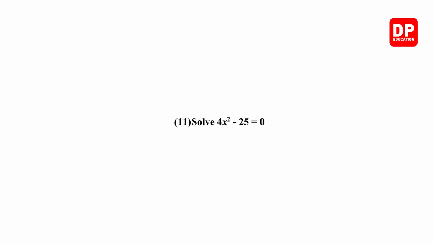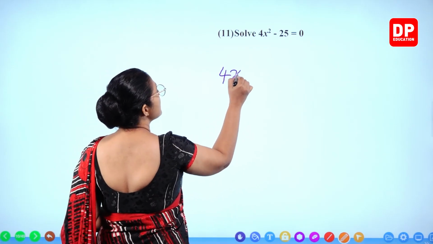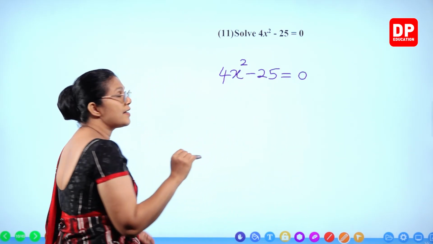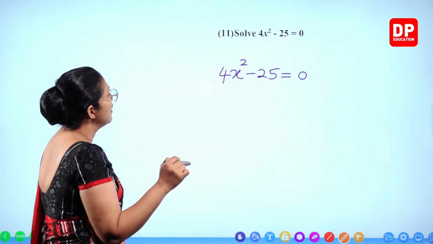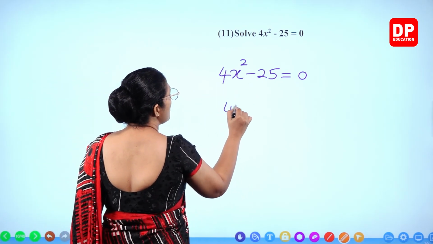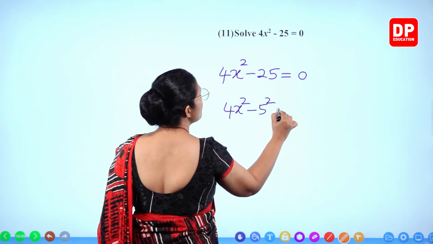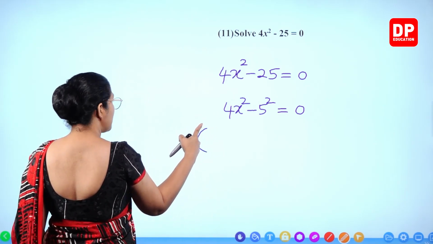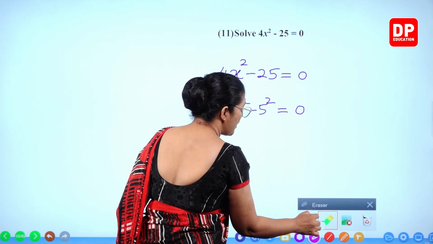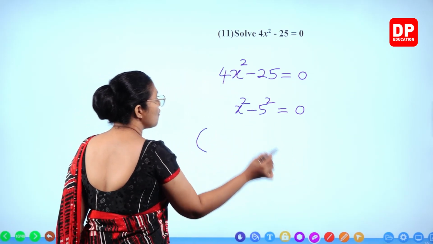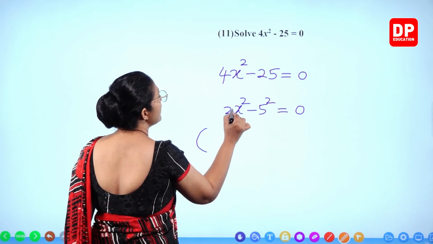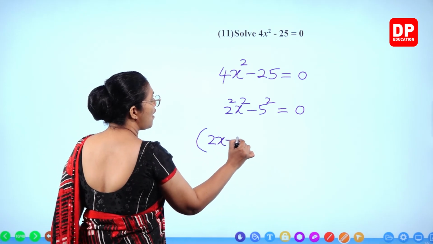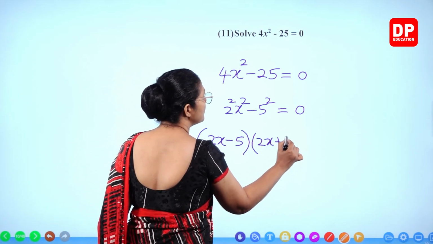Question number 11. Quadratic factorization here. 4x squared minus 25 equals 0. So you're asked to find out the solutions for this equation. How do you write this one? You can write it as difference between 2 squared terms. So what are the factors? Here you can write 4 as 2 squared as well. So what are the factors now? 2x minus 5 and 2x plus 5.